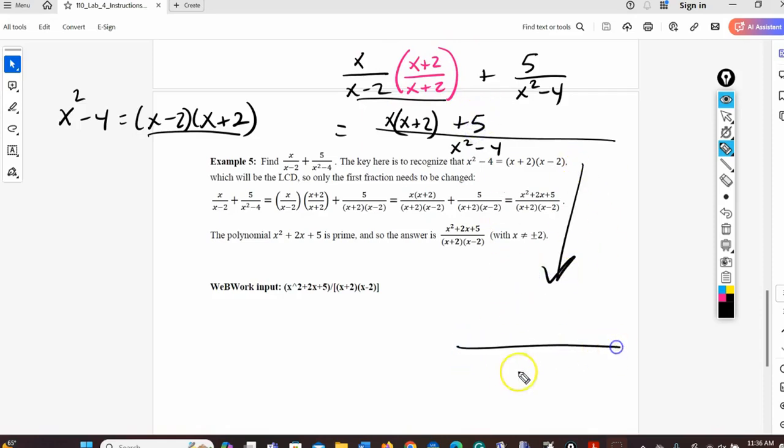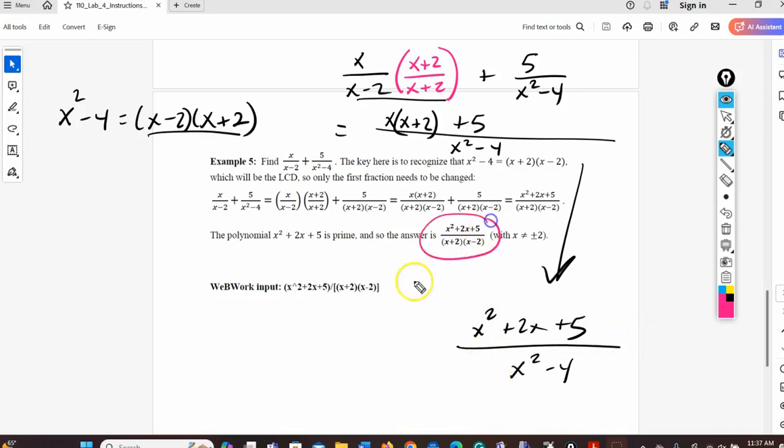And so that's going to give me x squared plus 2x plus 5. This is certainly a correct answer. There's nothing wrong with this. Now remember, you cannot cancel the x squares. Can't do it. You can only cancel it if it's part of a product, and the x squares themselves are not part of a product. Okay.